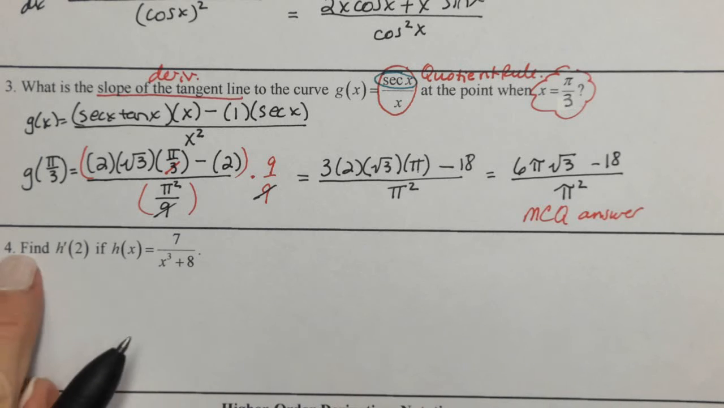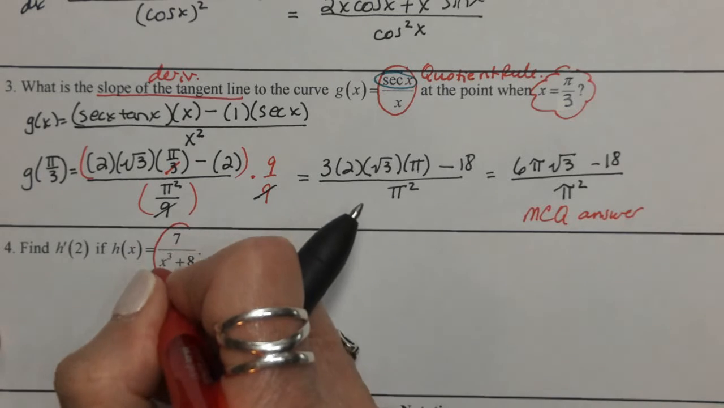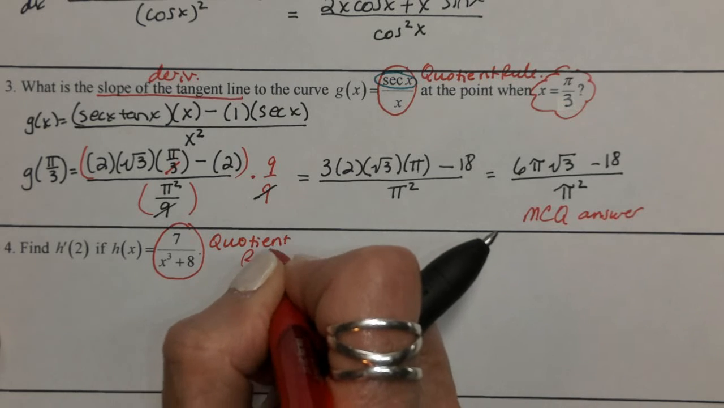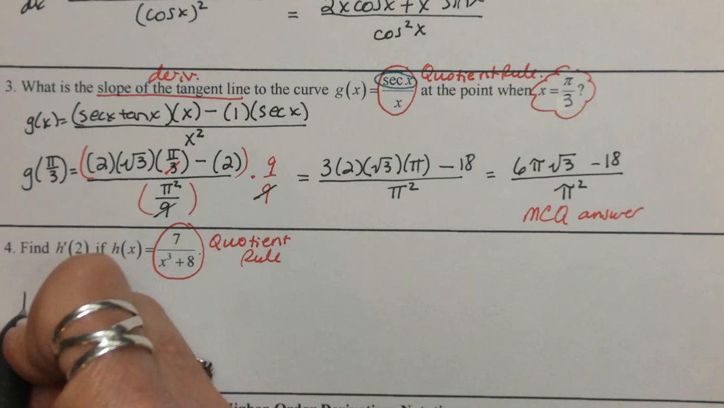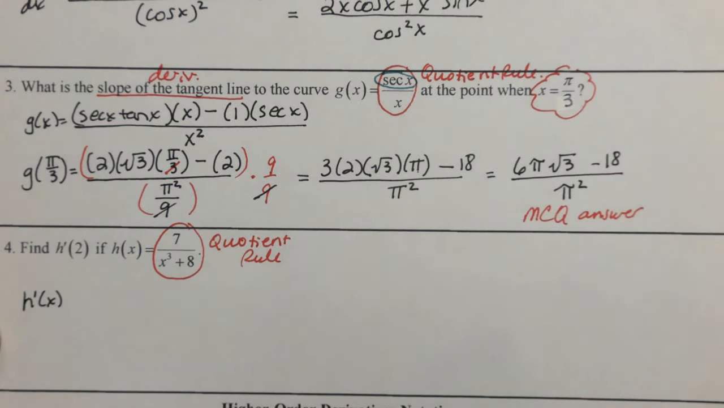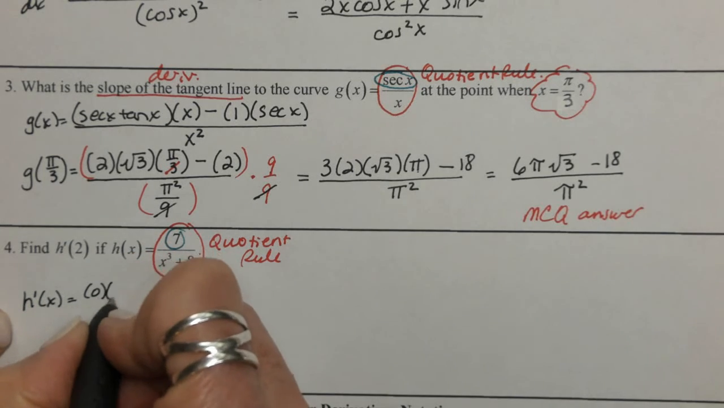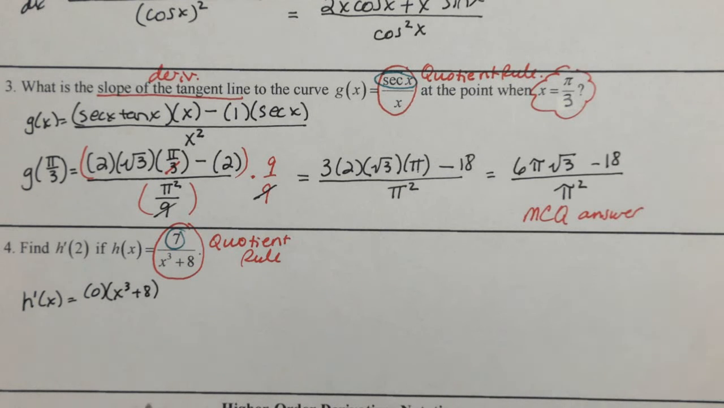Next example, find h prime of 2 if h is this function. This is a quotient because it's two things being divided. So I'm going to use the quotient rule. I actually have a choice on this one, but so far this is our only option. I'm first going to find h prime of x, and then I'll plug in 2 for x. I start up on top and take the derivative. The derivative of 7 is 0. I multiply that by the bottom left alone. Don't really have to show that because that piece is just going to be 0.